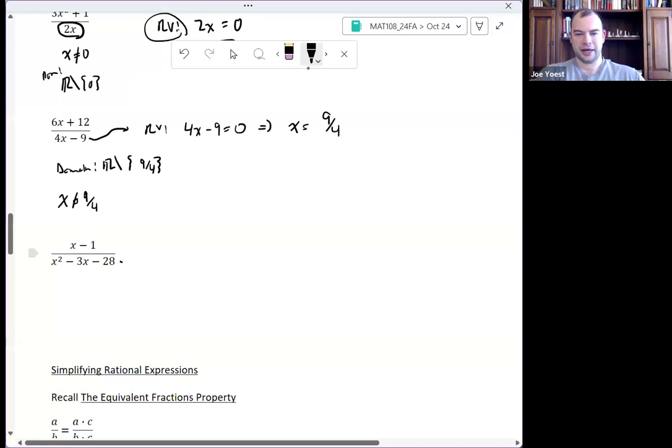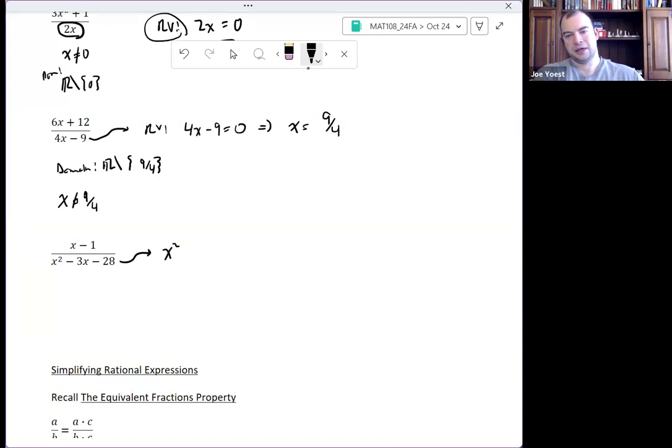Or in this third example, I have a denominator. Well, that's a quadratic function, x squared minus 3x minus 28. And I want to know when is that 0. So I'm looking to identify my restricted values here. To do this, I'm looking to solve this quadratic equation, this polynomial equation. I want to factor the left-hand side. I've already got a 0 on the right-hand side.